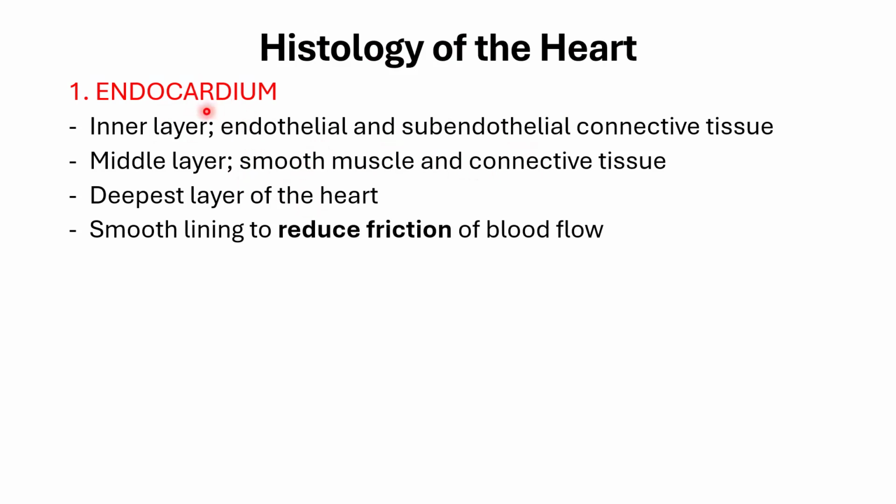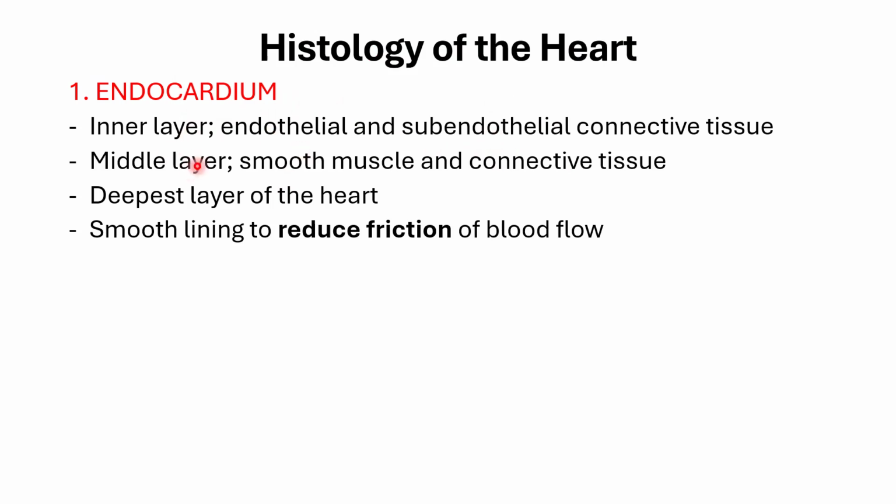What's the function of this endocardium? It has a smooth lining, and this smooth lining is one that reduces friction of blood flow. So the innermost layer out of the three layers of the heart, the endocardium, is lined by simple squamous epithelium, that is the endothelial bit of it. Then the subendothelial connective tissue is a layer that is just beneath the endothelium, containing loose connective tissue.